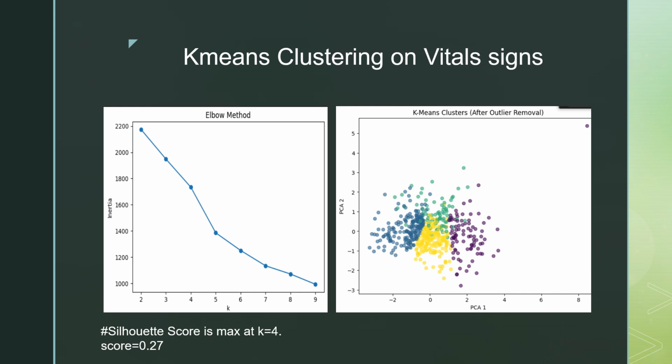Even though the silhouette scores for different K values are close, K equal to 4 provides the best balance between cluster quality and interpretability. Clinically, 4 clusters also make sense because patient vital sign patterns tend to fall into a few broad physiological groups.